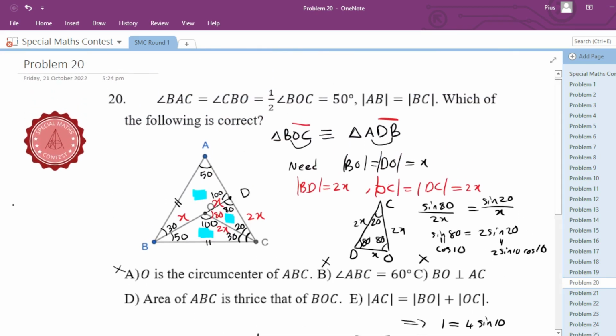And then we're left with option E. Let's confirm whether this is correct. We have AC equal to BO plus OC. BO is x, OC is 2x. So for that to be equal to AC, we need AD to be x. Let's confirm by coming back to this congruency. We see that BO corresponds with AD, so indeed BO is equal to AD. So this is also x, and option E is the correct option.